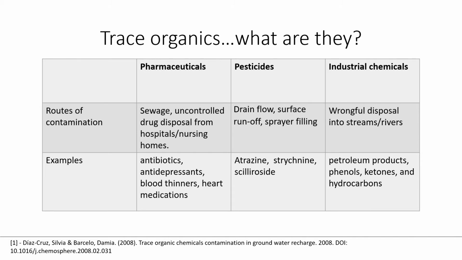Industrial chemicals such as petroleum products, phenols or ketones, occur through industry, so the wrongful disposal of waste from factories. These tend to use a big waste pipe that would flow directly into a stream or a river, which would be direct contamination.